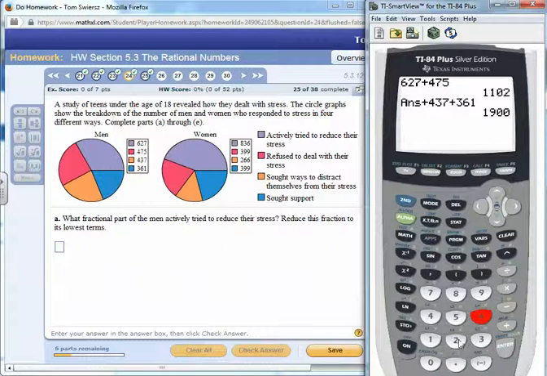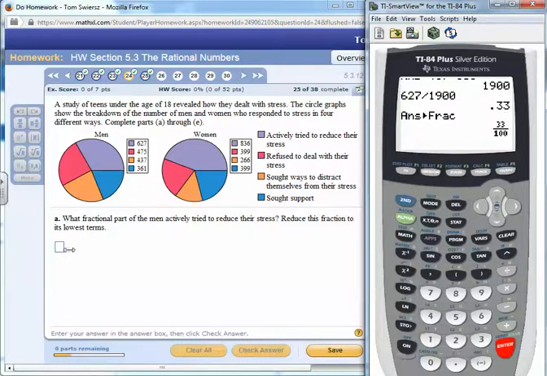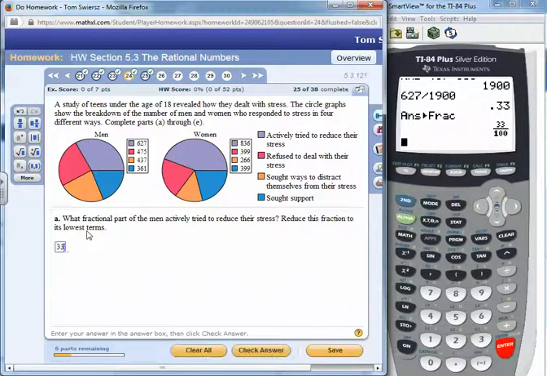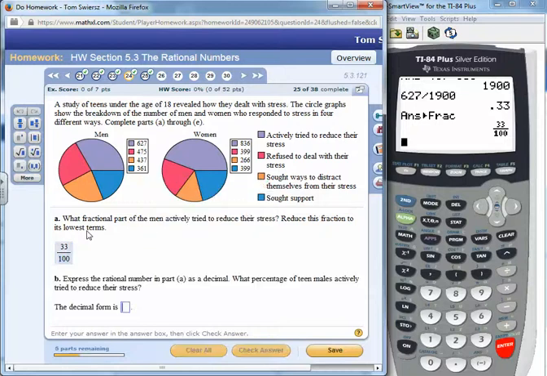So 627, actively reduce stress, over the total number, 1900. And we get 0.33 as a fraction. Math, enter, and it's 33 out of 100. The decimal form, we already did it. When we did division, we had 0.33, right? So the decimal form is 0.33.